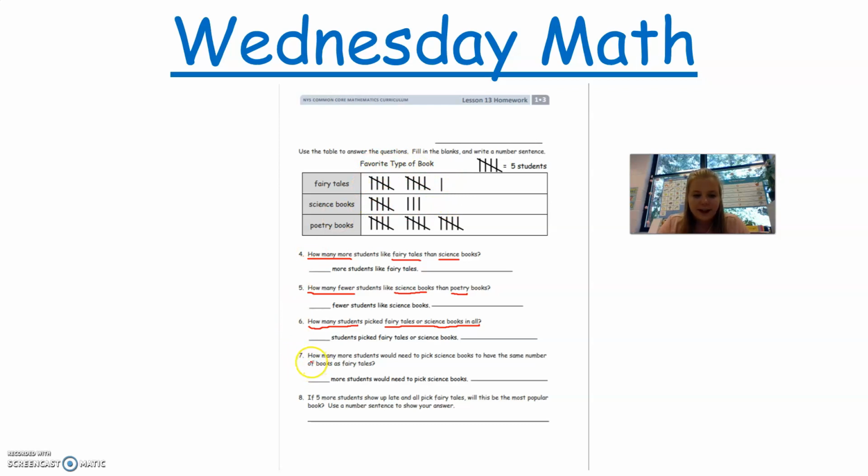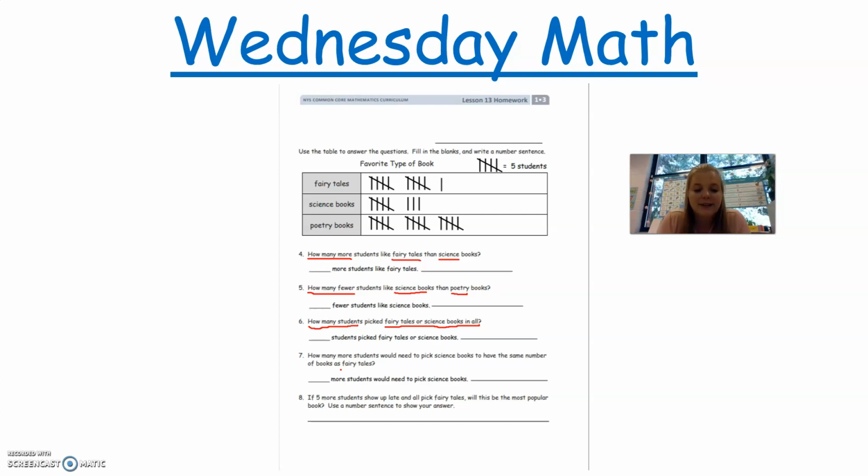Number 7. How many more students would need to pick science to have the same number as fairy tales? So this is basically asking me how many more students chose fairy tales than science books, okay? It's just a different way to word it.